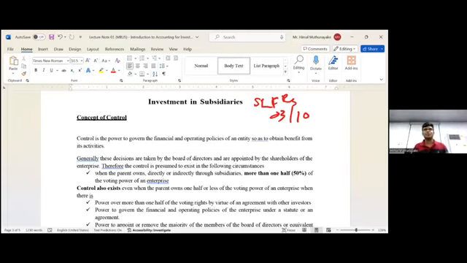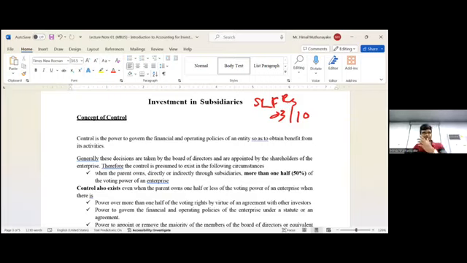So how can you decide? It is very hard to decide when it comes to practical scenarios, like when we are doing the JKH audit. It is very difficult to decide whether this company is your subsidiary, or whether this company is a related party company. But the concept is this: the concept of control.